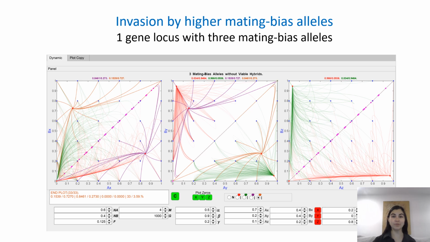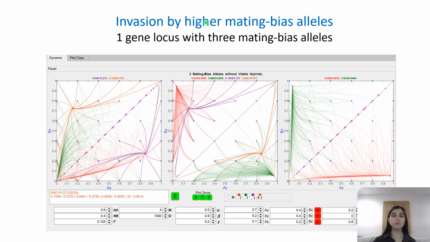In this first study, we investigated what would happen with 3 alleles at the mating bias gene locus, shown as X, Y, and Z, instead of the previous 2 alleles X and Y. In this case, we discovered after the X and Y system had reached fixation, a very small population of the Z allele can be introduced here at generation 200 in this example.